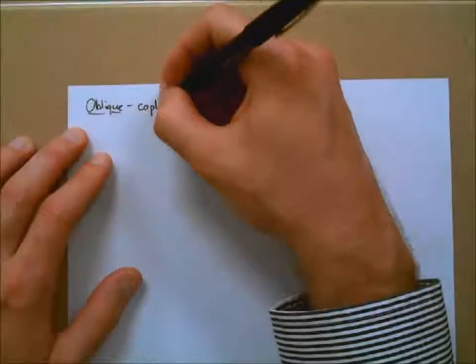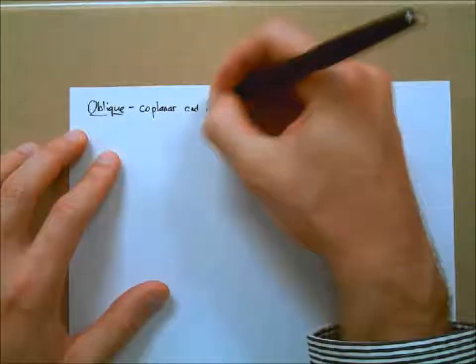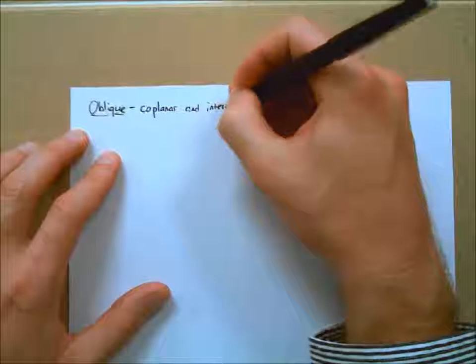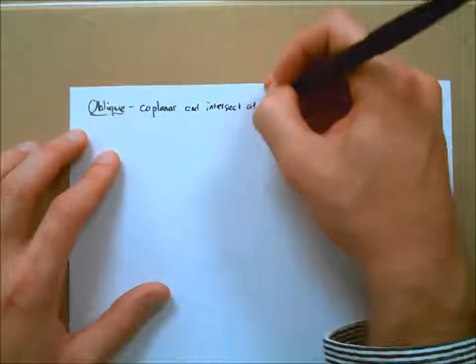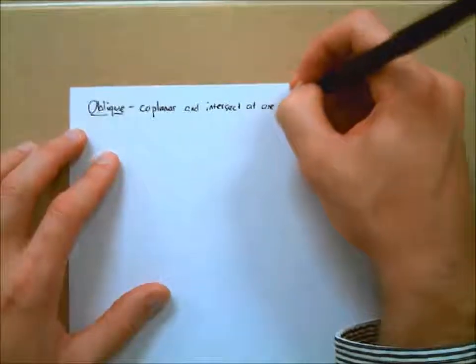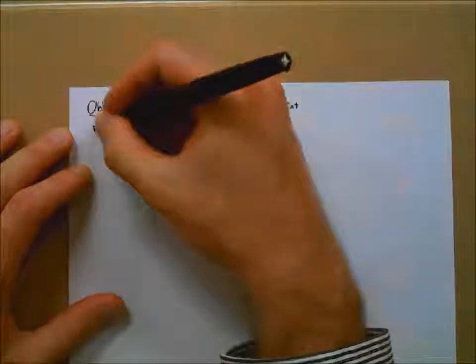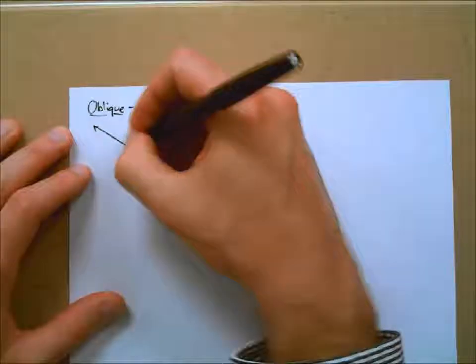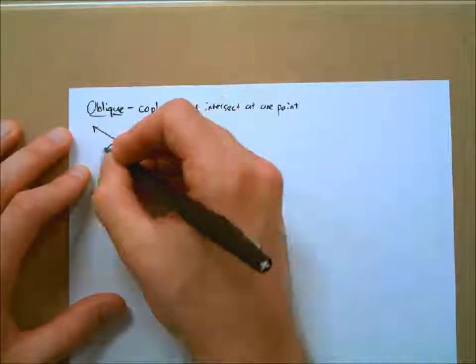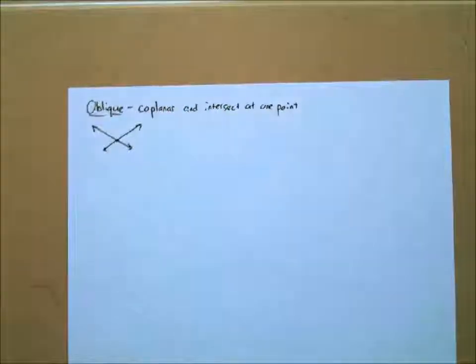Oblique lines are coplanar, sharing the same plane, and intersect at one point. Sometimes these are just called intersecting lines, but the word oblique applies here too. It's an old school term for it. So this is the boring situation where it's just two lines that intersect. No way. Nothing fancy about that. Oblique.